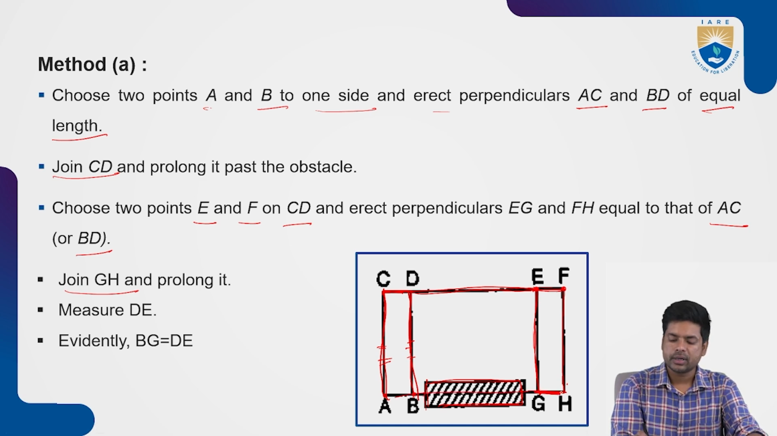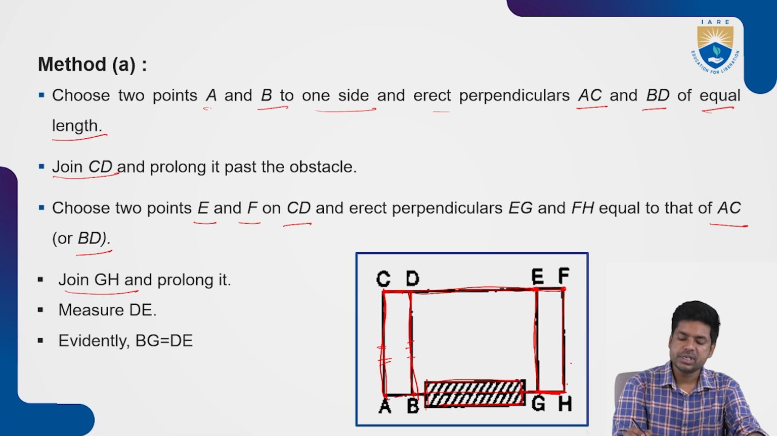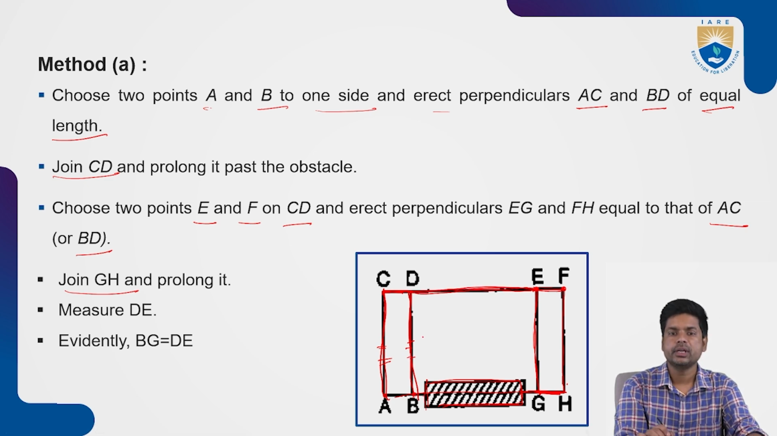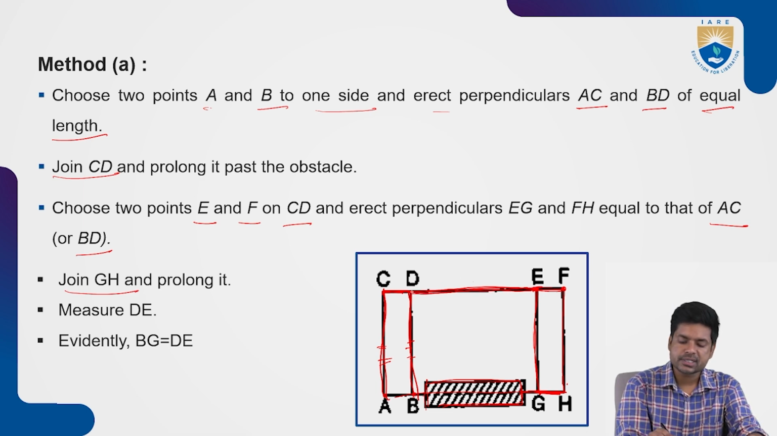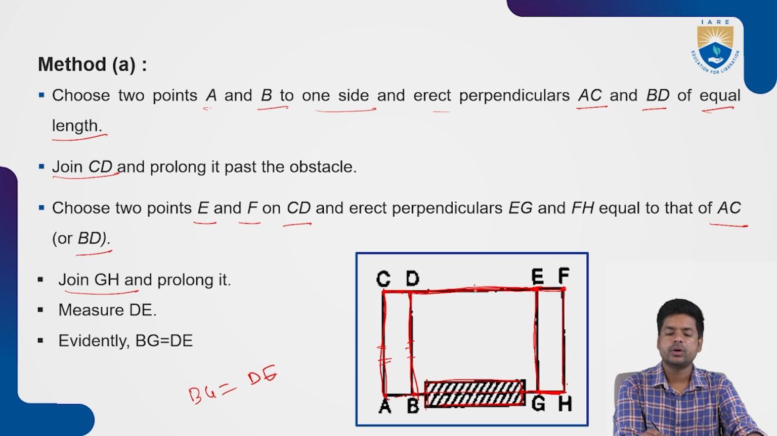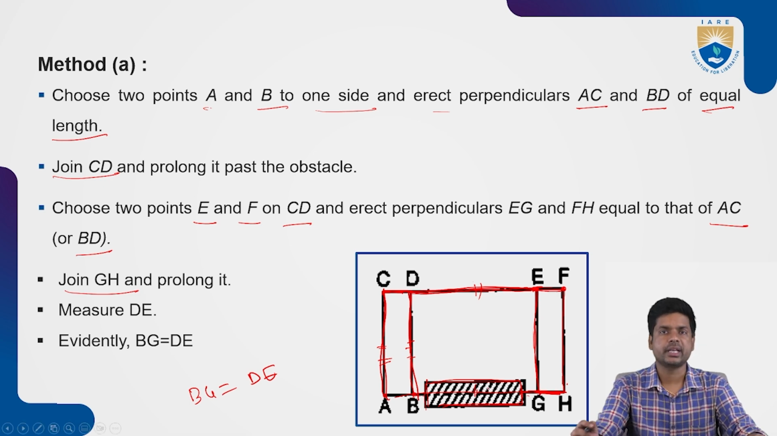Now measure the distance DE, and evidently this distance DE will be equal to the length BG. This is how we measure the length between B and G when you have an obstacle where chaining and ranging is not possible.